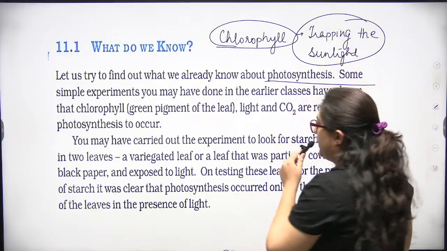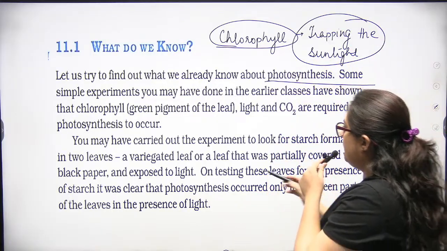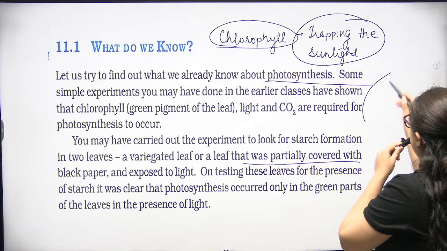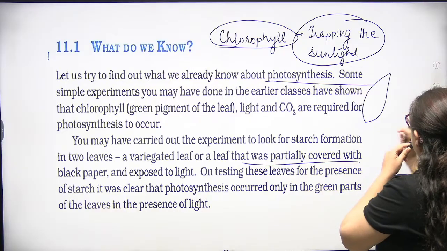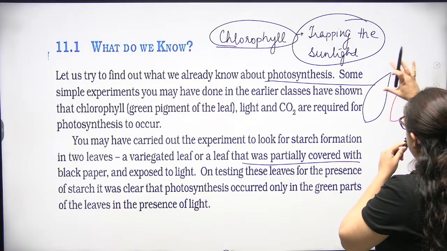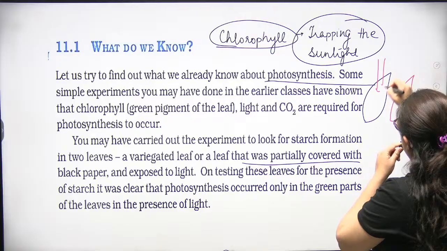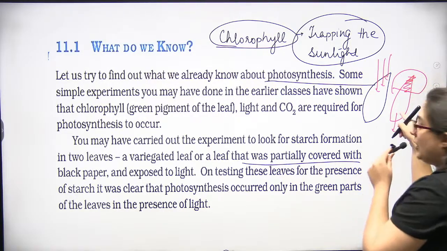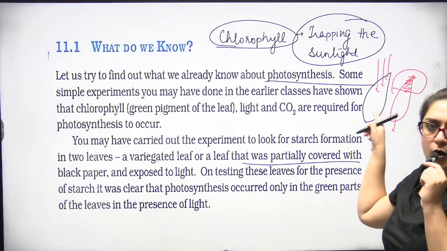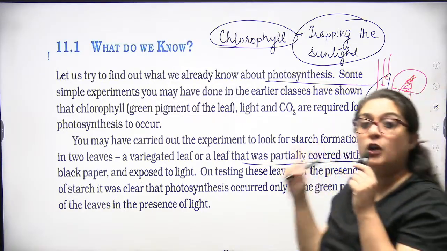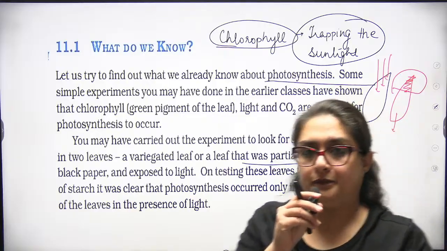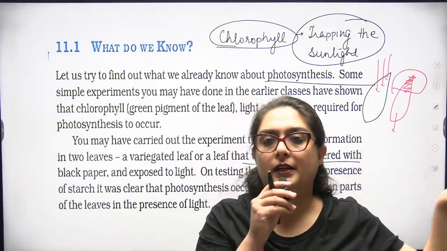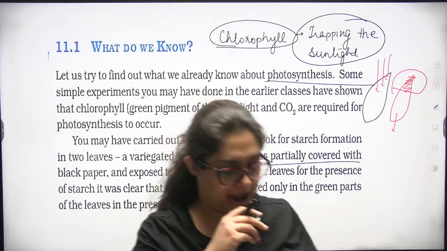A variegated leaf or a leaf that was partially covered with black paper. Now, if you take this leaf, and another bare leaf which is continuously getting the sunlight, and cover the leaf with a paper, the uncovered part will perform photosynthesis. The covered part will not perform photosynthesis. Why? Because chlorophyll is present in the complete leaf, but in the covered part the chlorophyll is not trapping the sunlight.